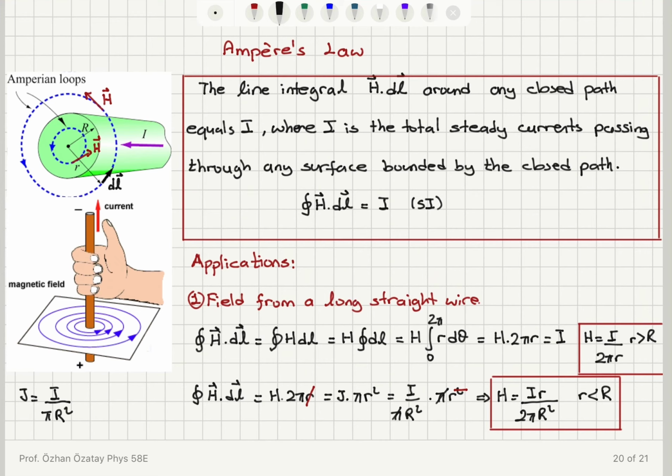Now, let me clarify that we are considering here any surface that is bounded by this loop, and we're considering the current that goes through this surface. This current inside the wire will be a portion of the total current I, because we have a current density I over pi R squared. So current density times the area enclosed by this path will give us the total current going through any surface that is bounded by this closed path.